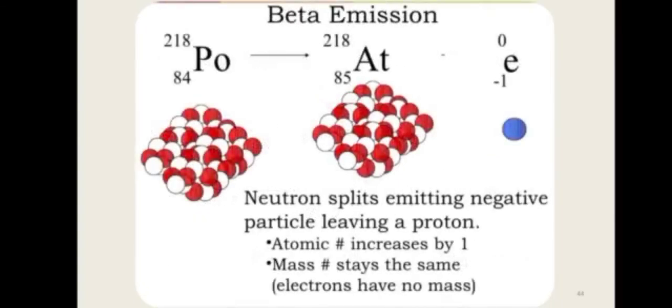And in case of a beta emission, there will be no change in the mass number of the daughter nuclei, but the atomic number of the daughter nuclei will be greater by 1 when compared to the atomic number of the parent in case of a beta minus emission.